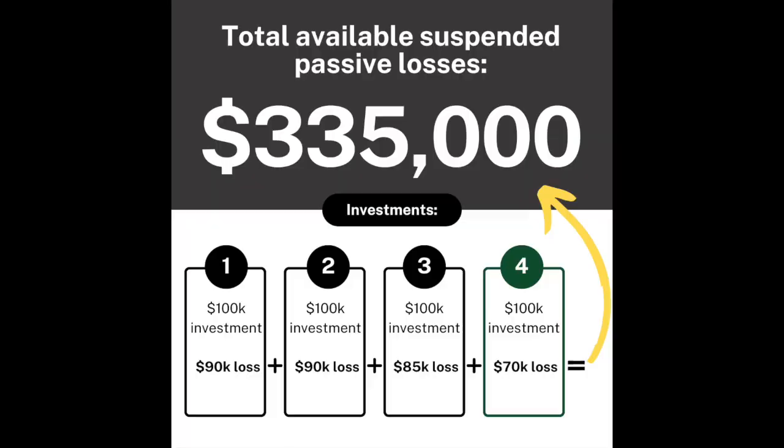However, there is something in the works right now that would bring bonus depreciation back to 100%. So stay tuned for that. But for the sake of this example, let's just assume that it's going to continue phasing out. Year four, you invest another $100,000 and get $70,000 passed back to you. Now we've accumulated $335,000 in total losses that you haven't been able to use against any of your income.